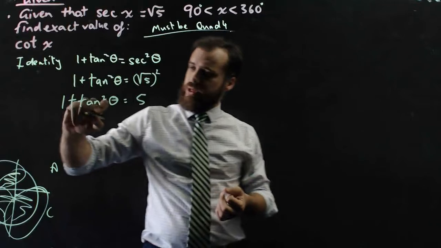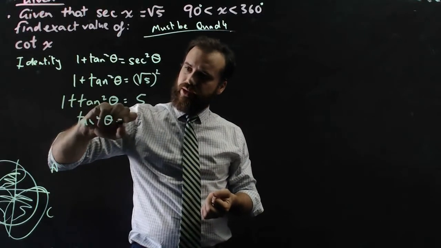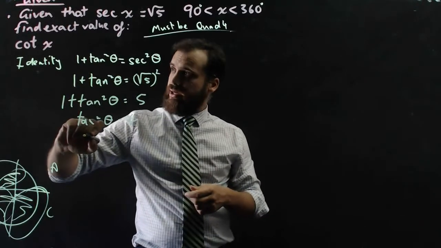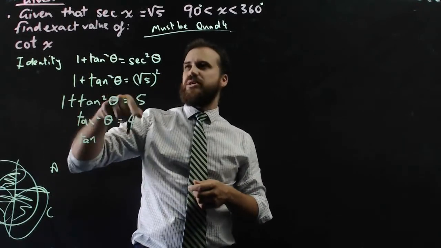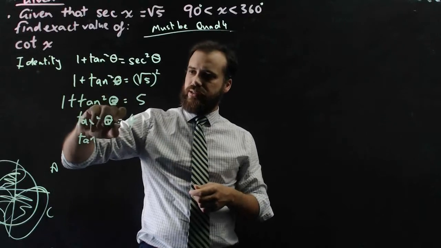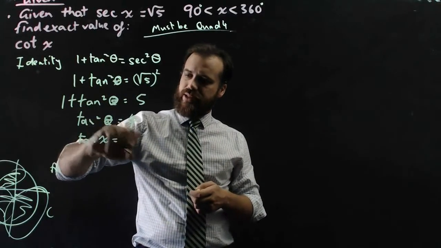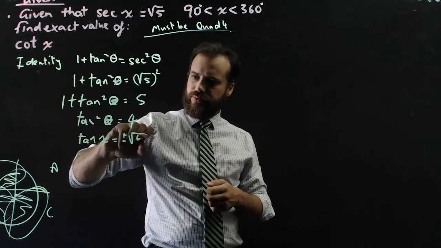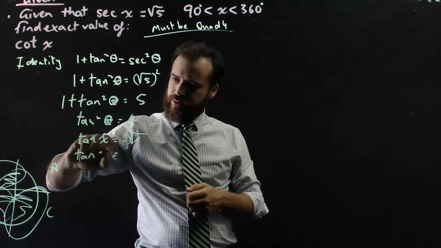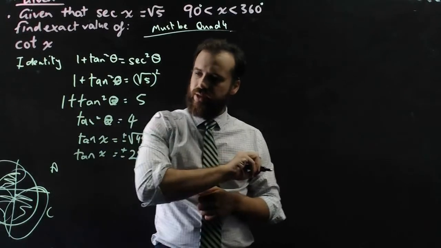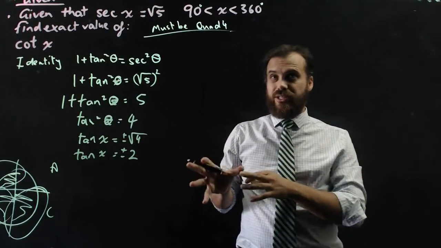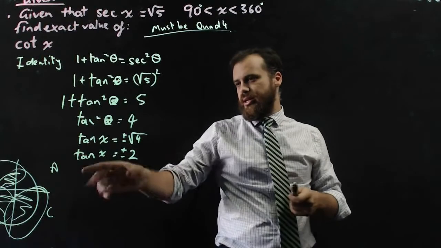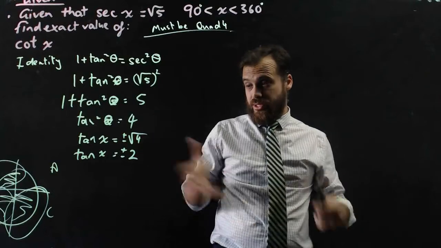So that gives us 1 plus tan squared theta equals 5. We can rearrange this a little bit. Tan squared theta equals 4, which means that tan theta, I should really be using x here, shouldn't I? x, x, x, which means that tan x is equal to the square root of 4. So tan x equals plus or minus 2. I'm getting really close here. It might be really tempting to split off into two and say tan x equals positive 2 or tan x equals negative 2.